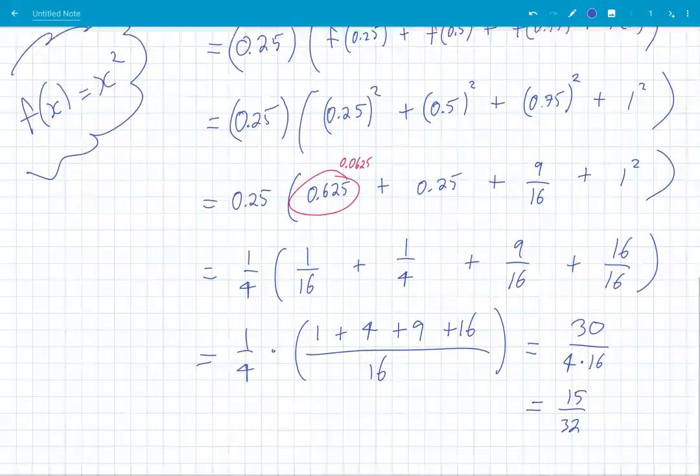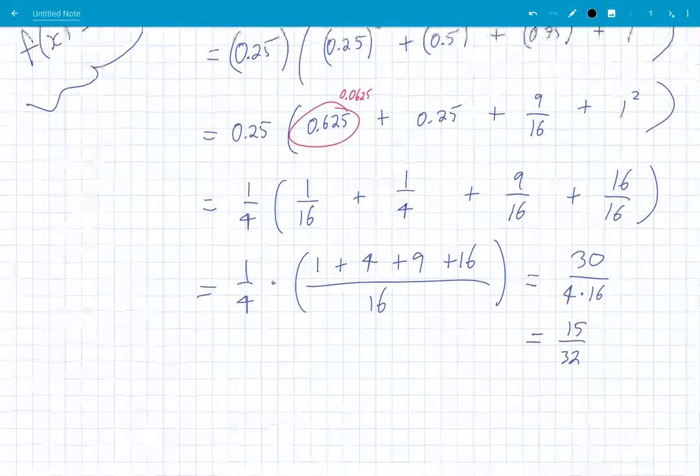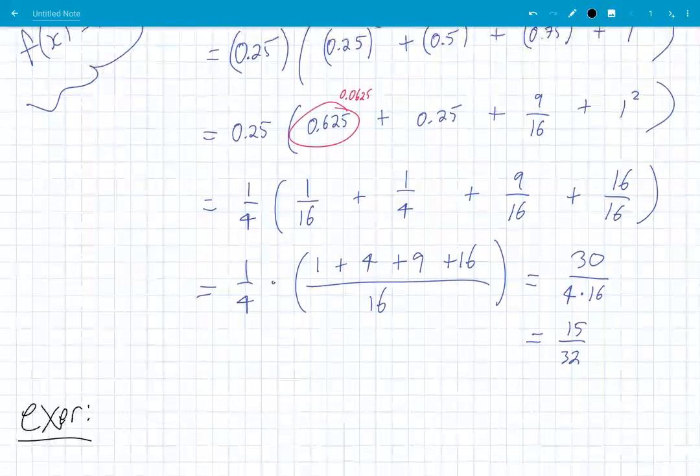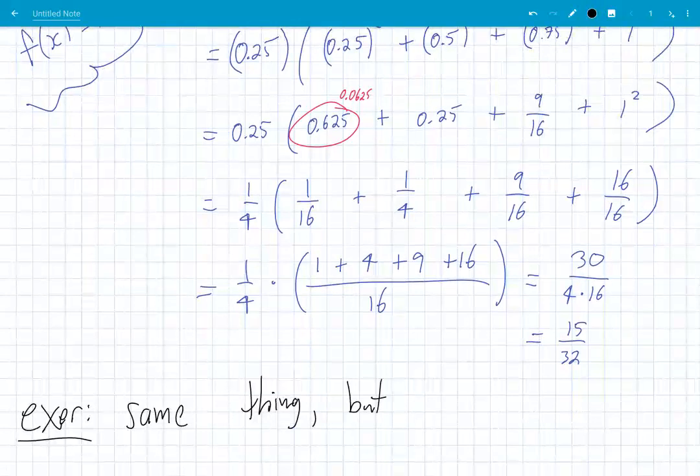Okay. Exercise. Do the same thing, but use left endpoints.